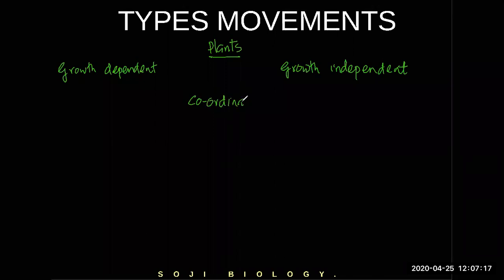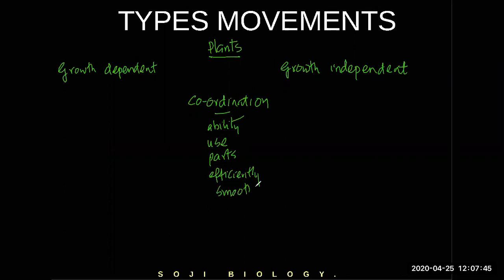What's the meaning of coordination? Coordination means it's an ability to use different parts of the body smoothly and efficiently, right? Coordination is the ability of plants and animals to use the different body parts efficiently and smoothly. This is called coordination. Like we have different body parts, our arms and eyes, we should be able to use all these body parts efficiently and smoothly, right?